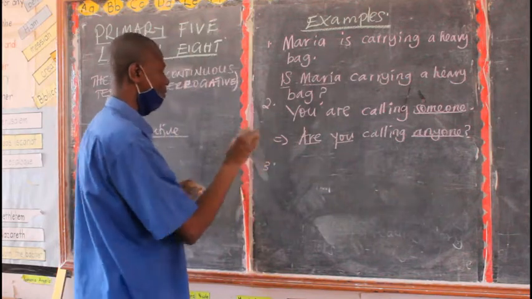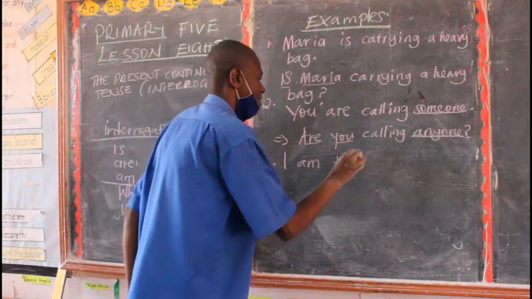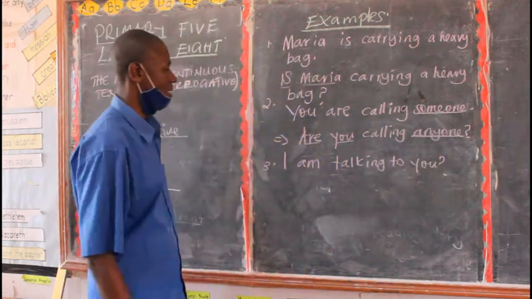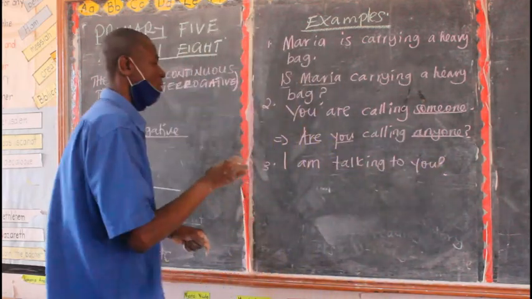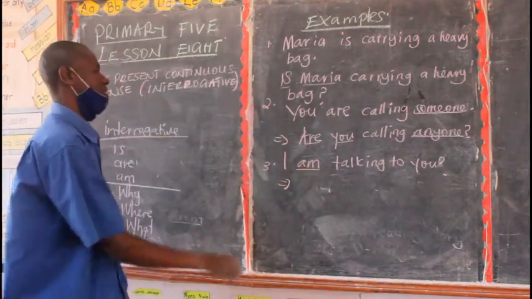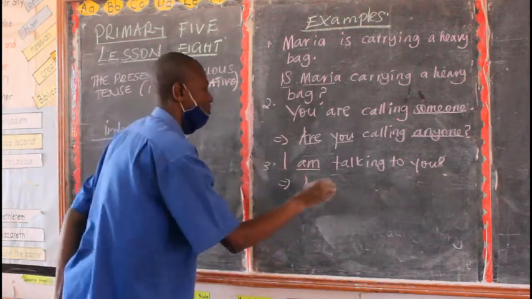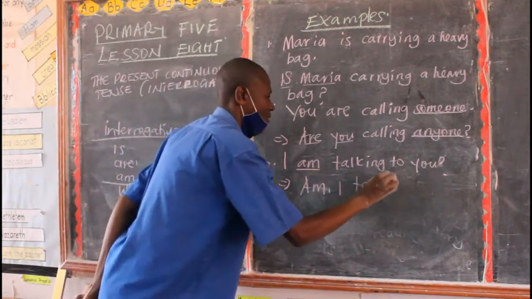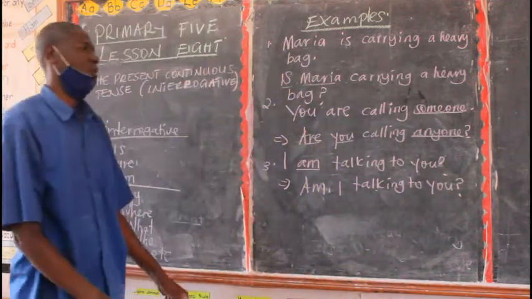What about this one where we use I? I am talking to you. That is a full stop. Now, in a question form, helping verb am is the first according to the rules. That means it's supposed to be am, then come pronoun I. Am I talking to you? Then you put a question mark.